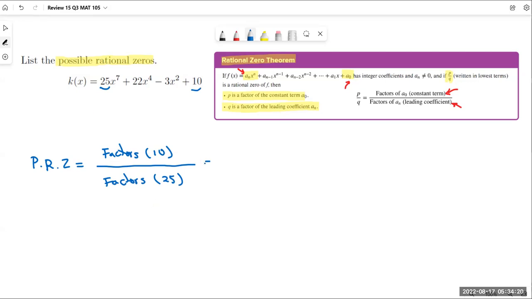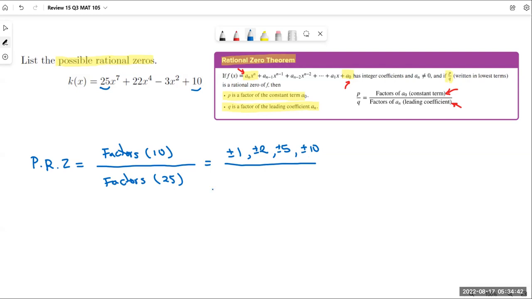Let's see what the factors of 10 are. The factors of 10 are plus or minus 1. Always we take the positive and the negative. What other number divides 10? 2, so plus or minus 2. What other number? 5, plus or minus 5. And of course, 10 itself, plus or minus 10.